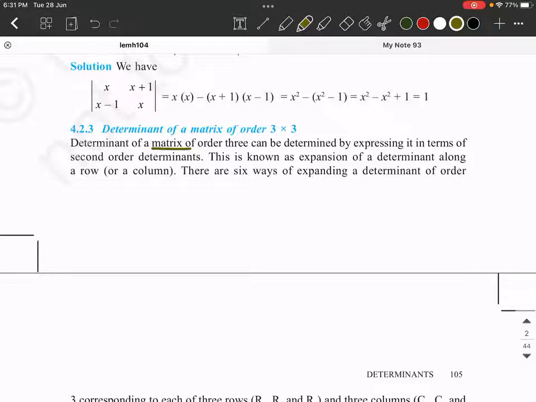I'll tell you how it's actually going to come. The determinant of a matrix of order 3 can be determined by expressing it in terms of second order determinants. Have that in your mind. How? We'll see. This is known as expansion of a determinant along a row or column.